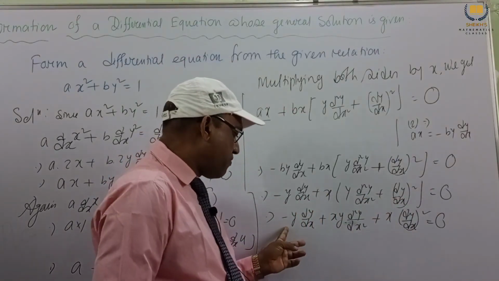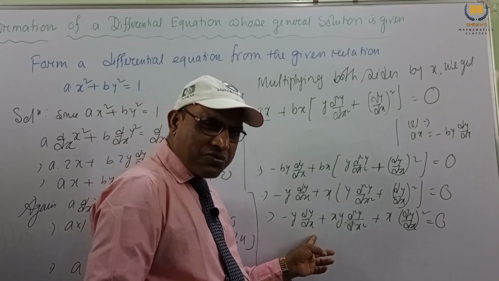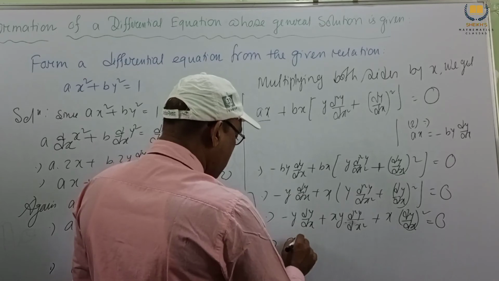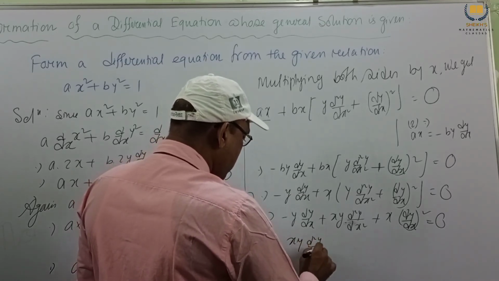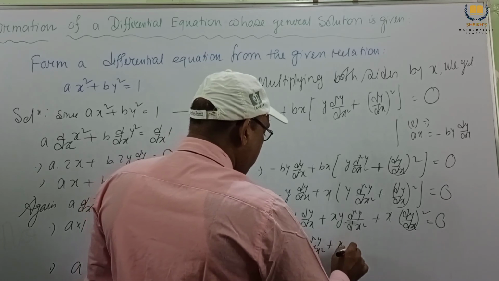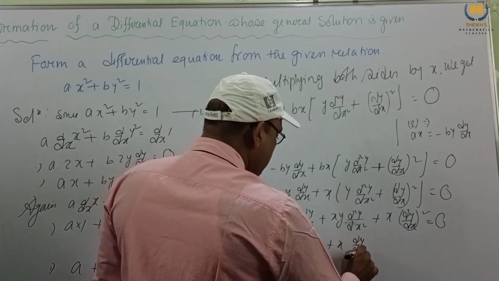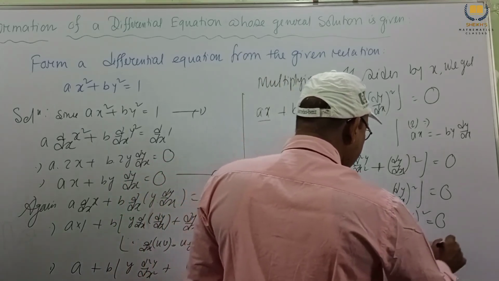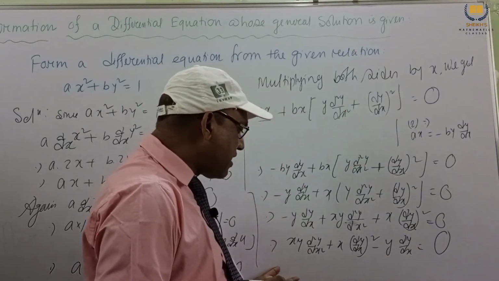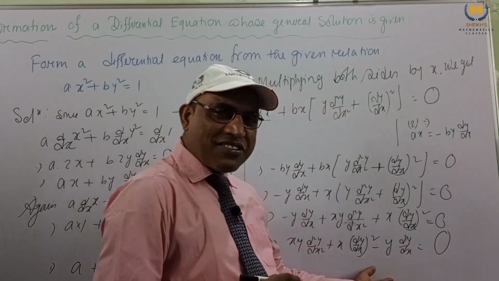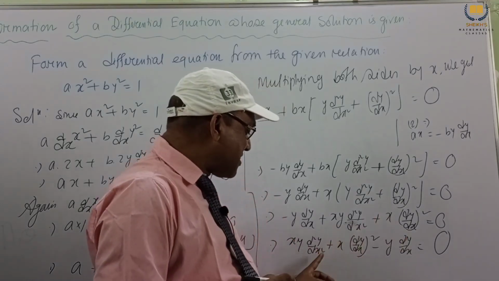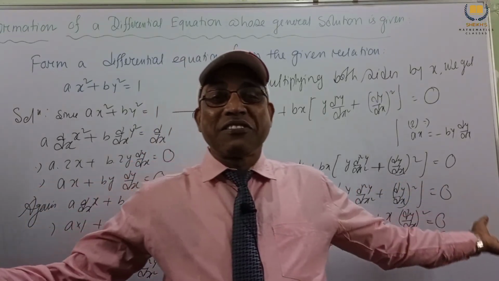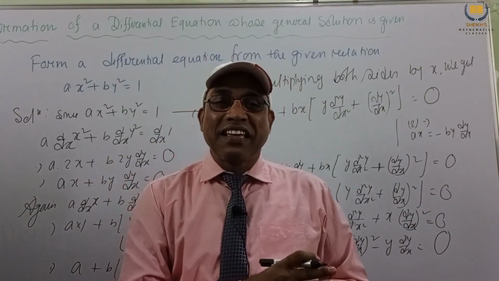Now in front of the first term, this is negative, which is not so good. So we write the highest order first: xy d square y dx square plus x dy dx whole square minus y dy dx equal to 0, and this is our answer. Very nice answer. In this relation, both a and b are absent. a and b absent means we are tension free, because this is our final answer.